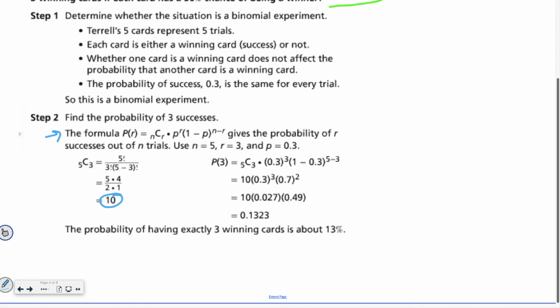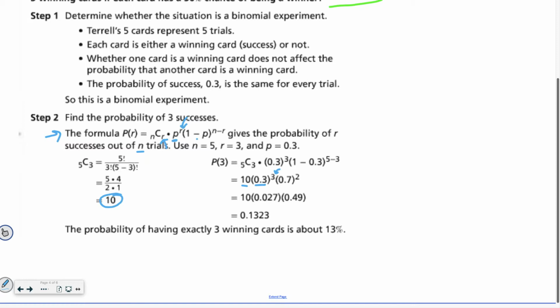Then what you need to know is n represents the number of trials, p represents the probability of it happening, and r represents the number of choices. So r is the number of picks, right? So I have 5 choose 3. That gives me 10. And then I'm going to replace the probability of this happening. We're told each card has a 0.3 chance of occurring. R is the number of choices I picked, which is 3 cards.